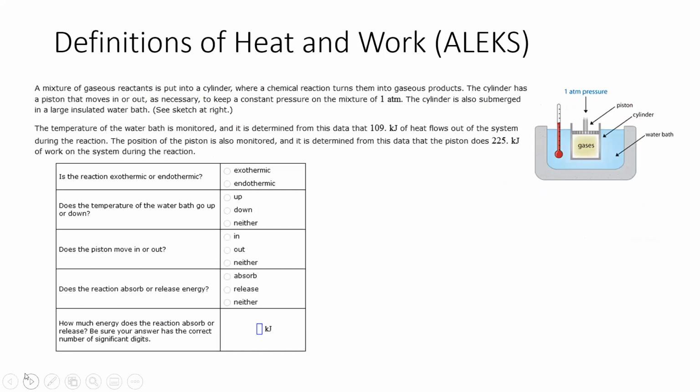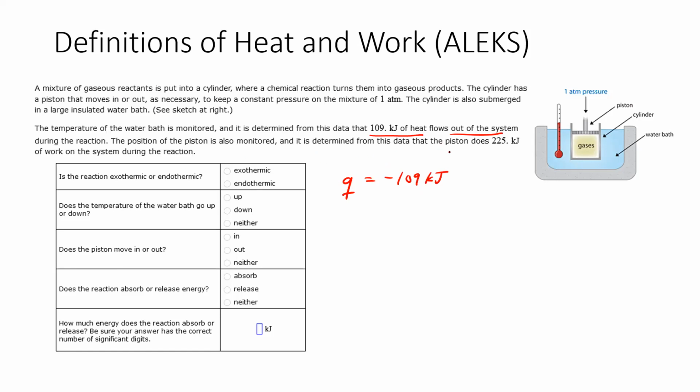So here's a question that I pulled from Alex. Maybe you saw one similar to this. It says that 109 kilojoules of heat flows out of the system during the reaction. So Q is our heat. It's 109 kilojoules. And if it's flowing out of the system, is it positive or negative? Negative. That's it. So Q is negative 109.